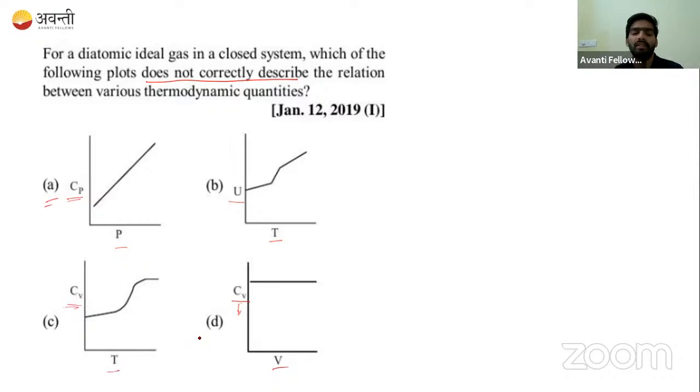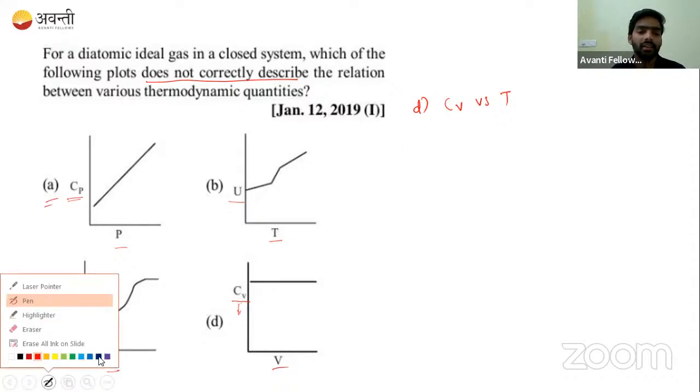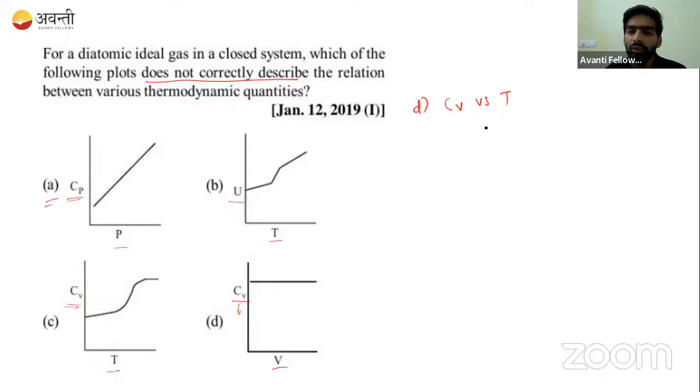So let's go from option D. We'll proceed from option D. What does the option tell? CV versus V. Do we have any relation for this? Yes, we have. What is the relation between CV and the temperature? We know that delta U is nothing but n CV delta T. That means, how can we write CV? Can we write CV in this way: delta U upon n delta T.